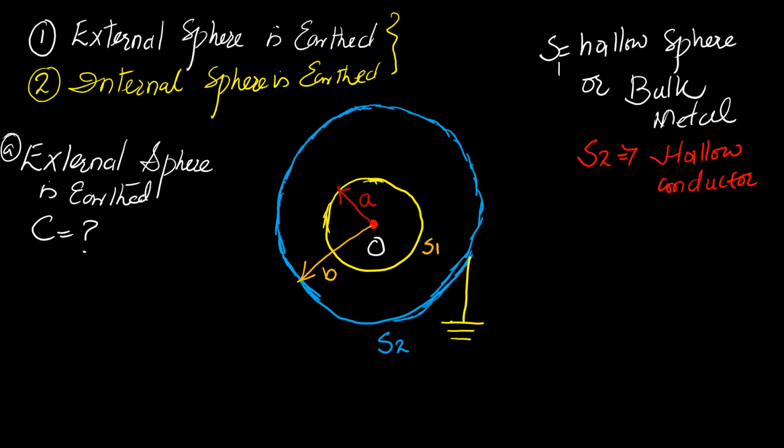So now the external sphere is earthed, which means that this capacitor will store a charge on the S1 sphere. Suppose that this sphere stores plus Q charge. This charge will be uniformly distributed on this S1 sphere.